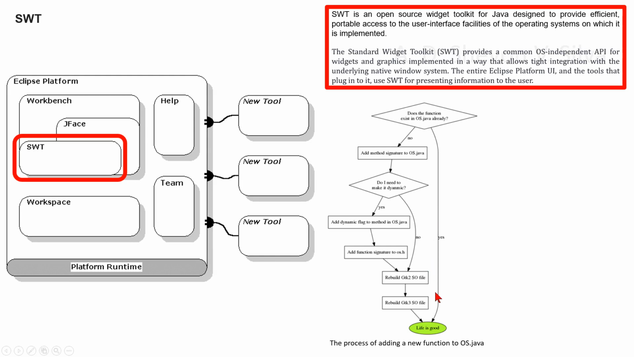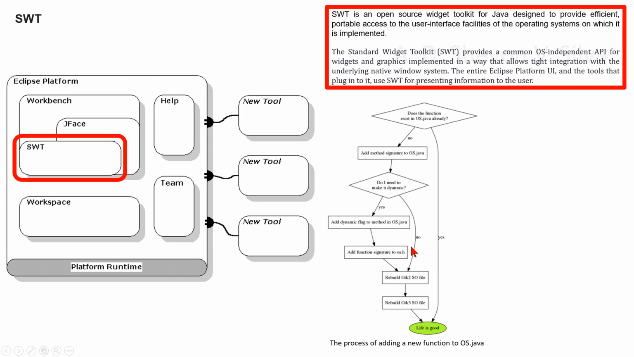Rebuilding SO files. After you add a new function to os.java and os.h, you need to rebuild the SO file for GTK3 and GTK4. Dynamic methods and os_custom.h. Before adding a new function to os.java, you should understand dynamic functions.